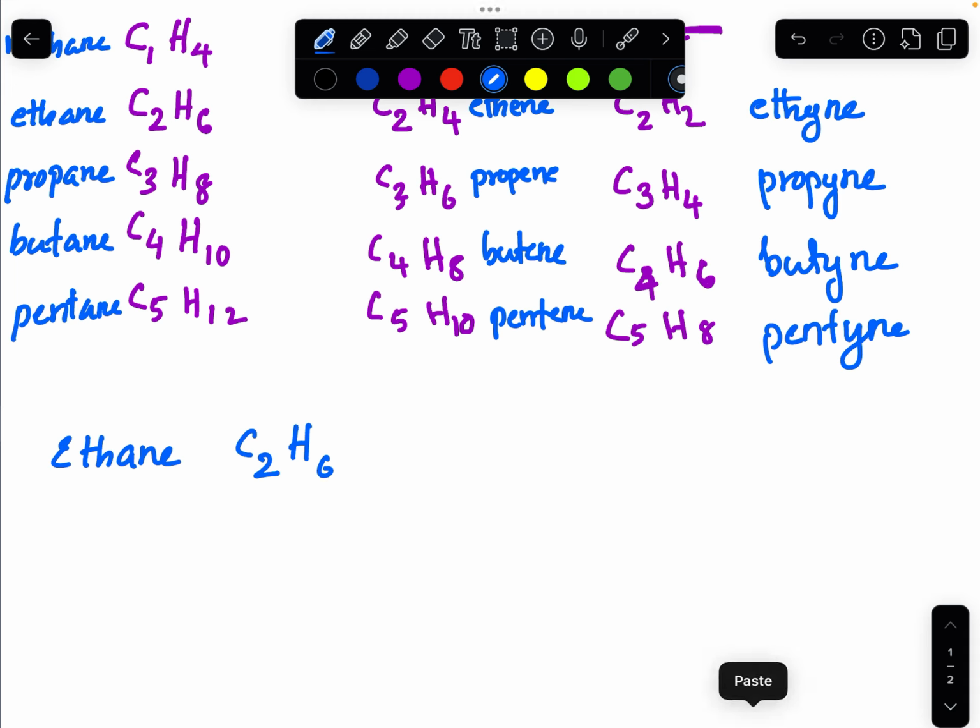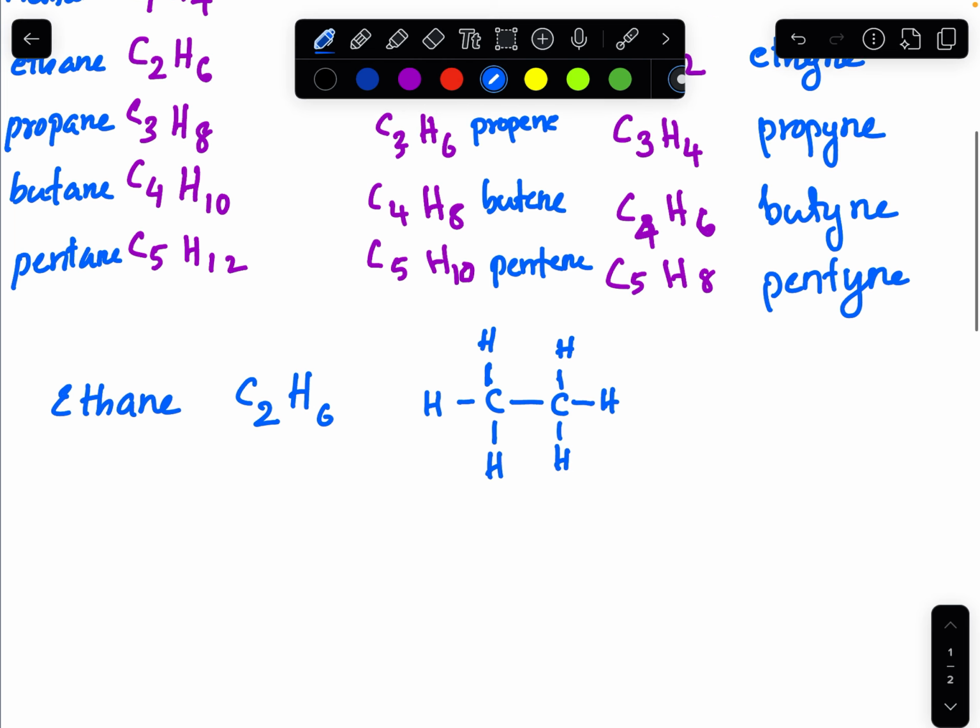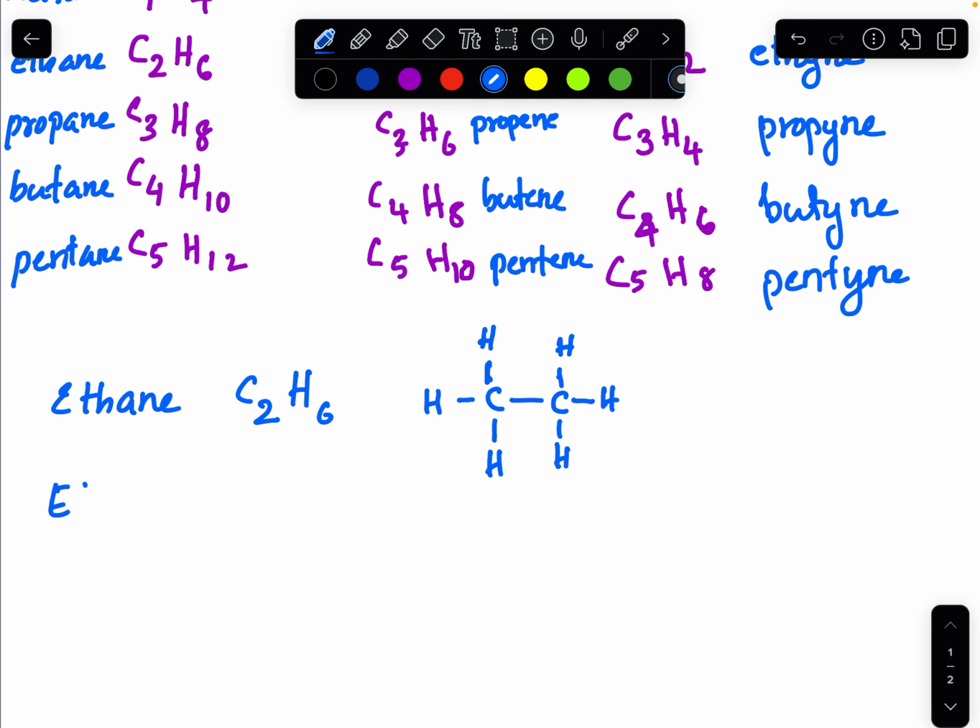So you look at the carbon. How many carbons are there? 2 carbons, draw them with a single bond. And how many hydrogens? There are 6 hydrogens. All carbons need 4 bonds, so I'm going to draw 4 bonds like this, and each bond is connected to hydrogen. So I have 6 hydrogens and 2 carbons, so that structure is correct.